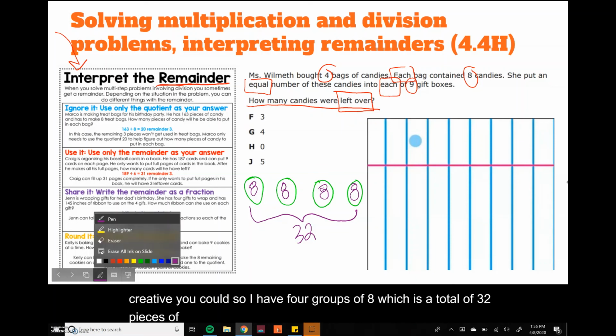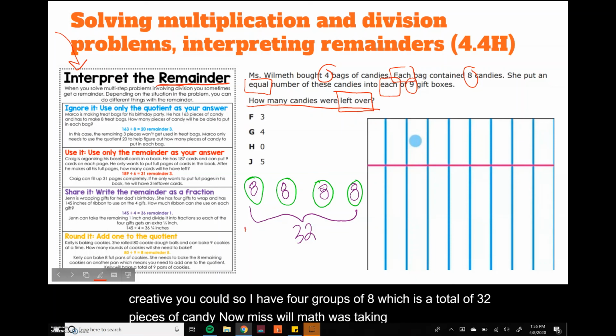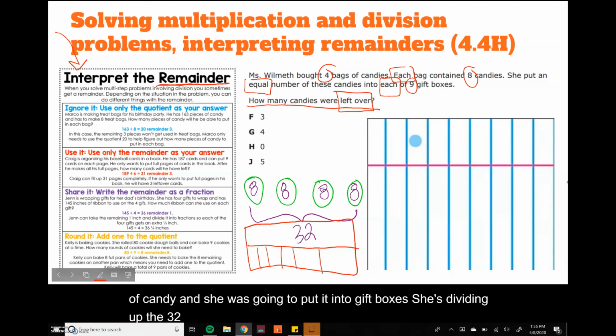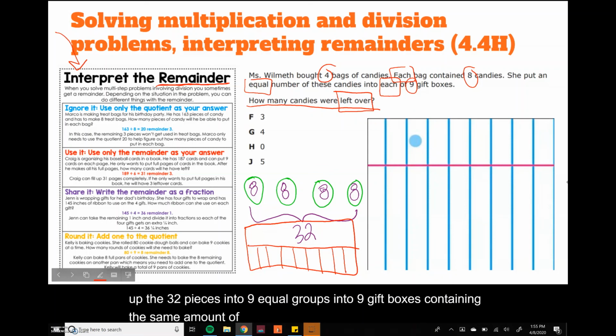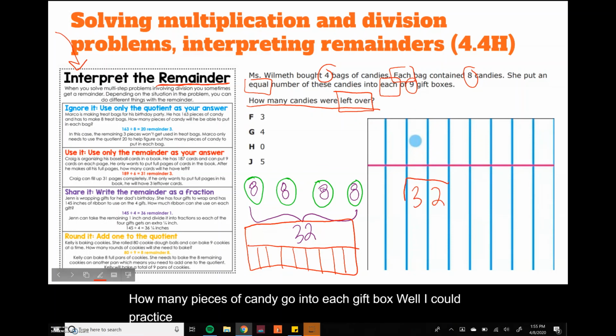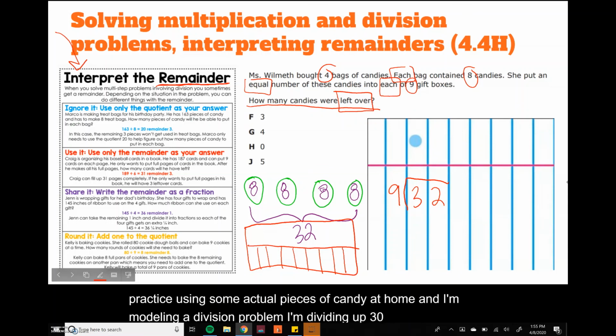Now, Miss Wilmeth was taking that total amount of candy and she was going to put it into gift boxes. She's dividing up the 32 pieces into 9 equal groups, into 9 gift boxes containing the same amount of candy. How many pieces of candy go into each gift box? Well, I could practice using some actual pieces of candy at home. And I'm modeling a division problem. I'm dividing up 32 pieces of candy into 9 boxes.